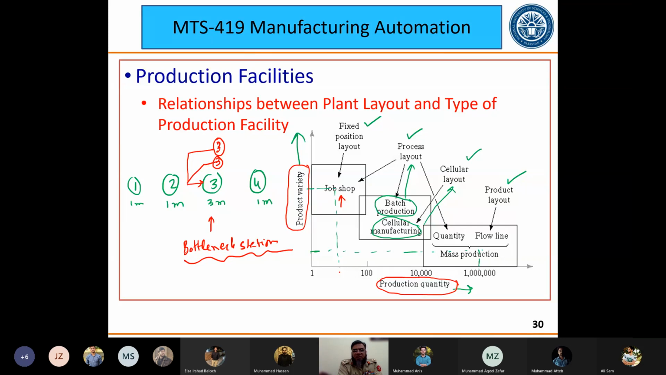So actually this figure or this graph gives you an idea of which type of layout and which type of production facility you should be using while you want to make a certain number of products.